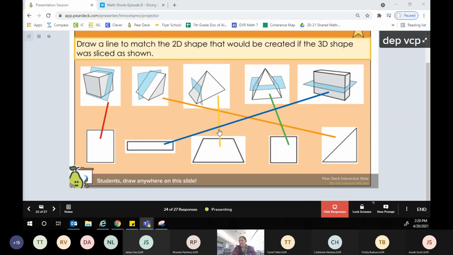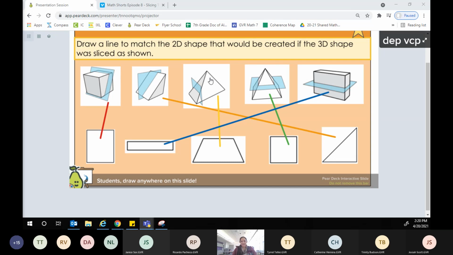Okay, let's go to the next one. This one was also kind of tricky, but here we have a pyramid. How do we end up with a trapezoid? Let's get some hands. The middle one. It starts as a pyramid. It becomes a trapezoid. Uh-oh, team, where's the courage? Okay, let's come back to that one.